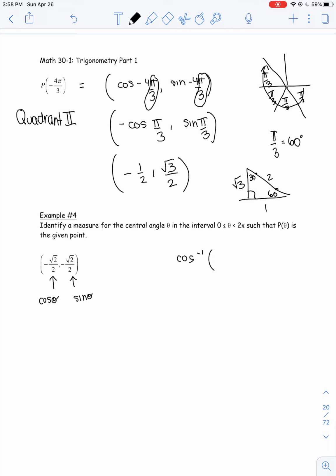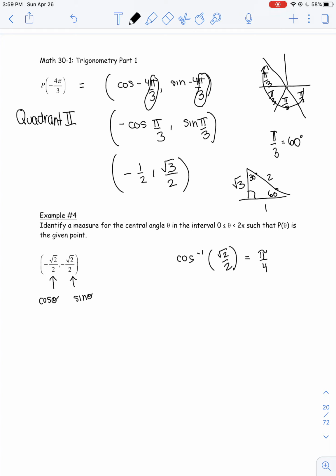So what I'll do is go cos inverse of the absolute value of that, meaning the positive value of that. That's a quick way of doing this. I'm going to go sine inverse of root 2 over 2, and I get 45 degrees. And 45 degrees is pi over 4. Remember, if you convert 45 degrees into radians, that would be like dividing by 180 and changing it to a fraction.